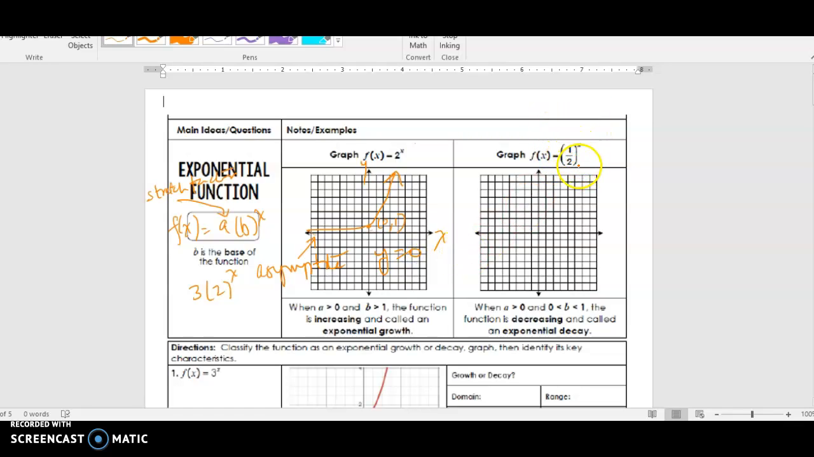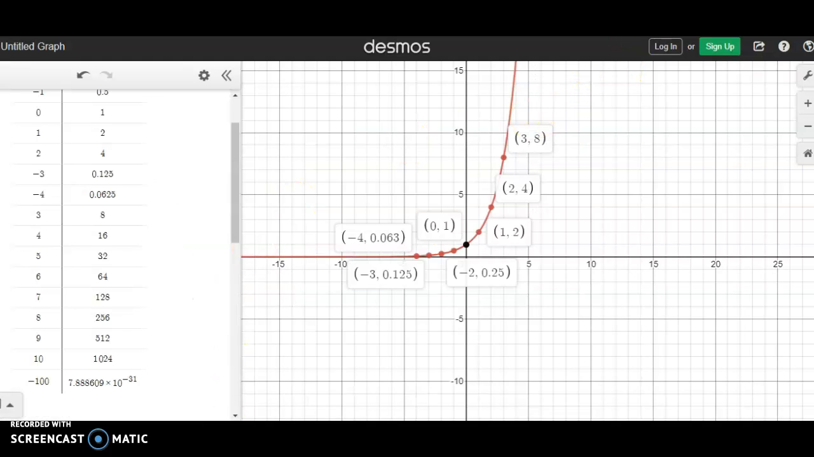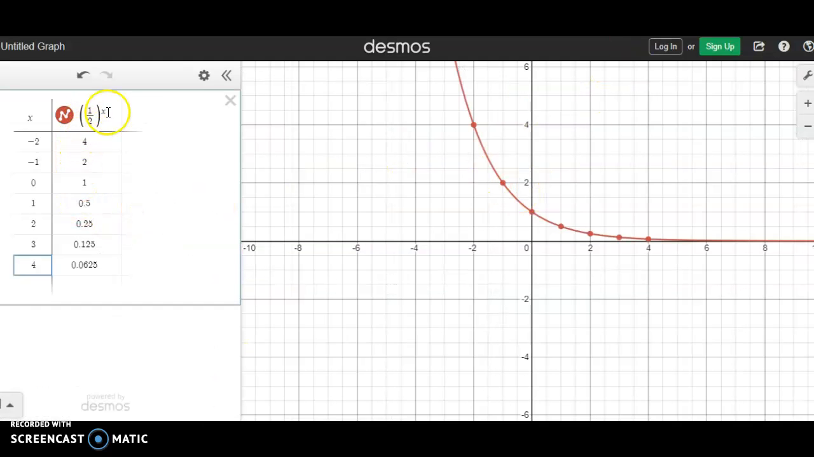If you have a fraction like half as the base, this base should always be positive, by the way. Now let's look at the graph if the base is half. This is the graph of half to the x. Half to the x actually makes the graph decrease. The y values are decreasing as you go from left to right on the graph.